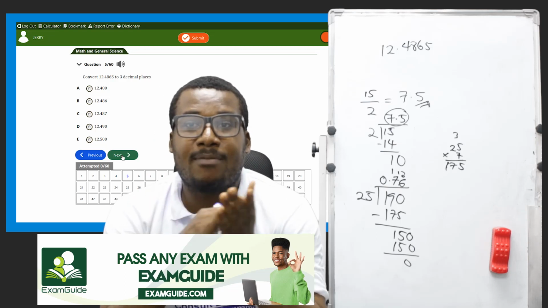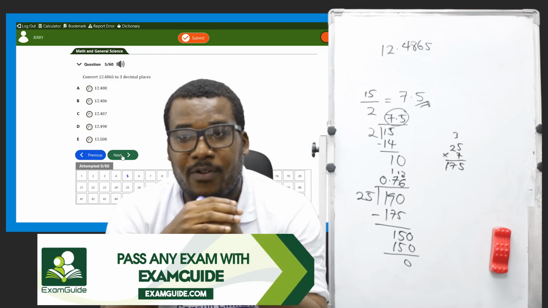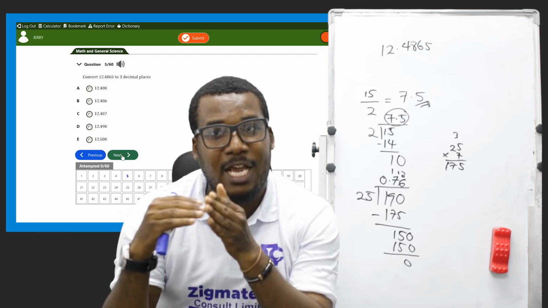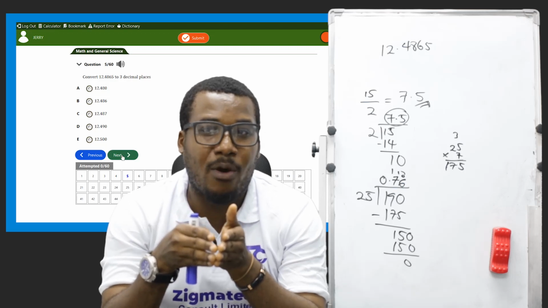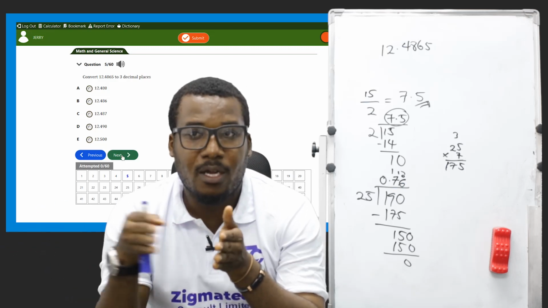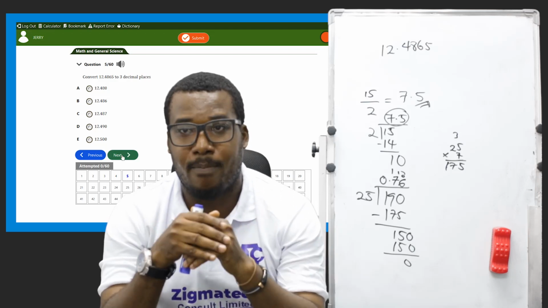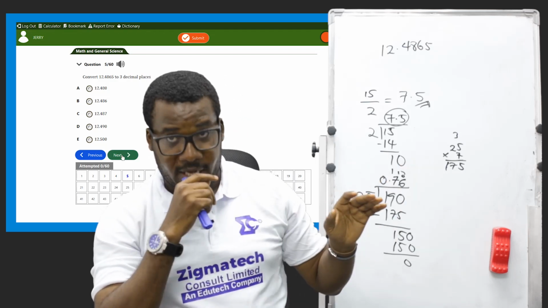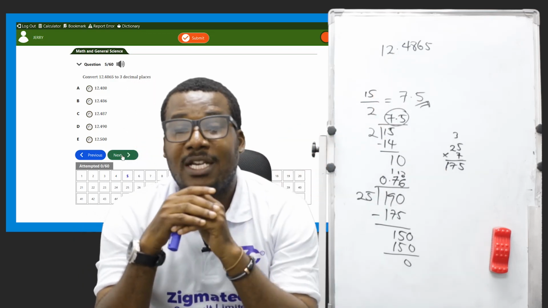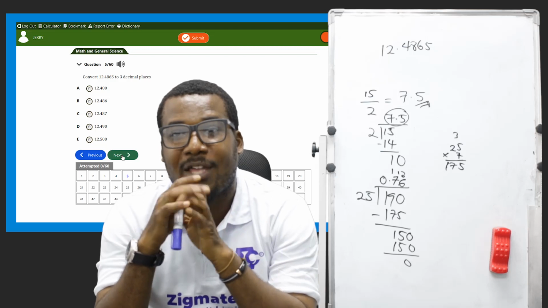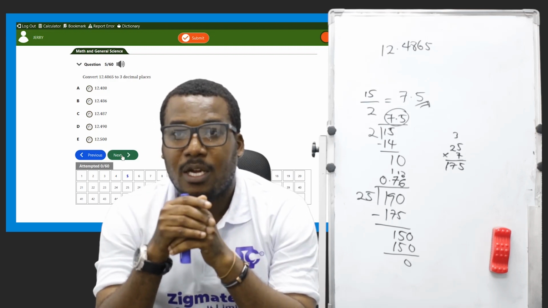Now, 3 decimal places here means, I told you previously, in our previous lesson, I told you about the decimal place, how you find it in the place value. Any number that comes after the decimal point is called the decimal number. Prior or before the decimal point is whole number. So our 12 will remain there. You count the next 3 numbers that comes after the decimal point, which is 4, 8, 6. Now this is what we need.